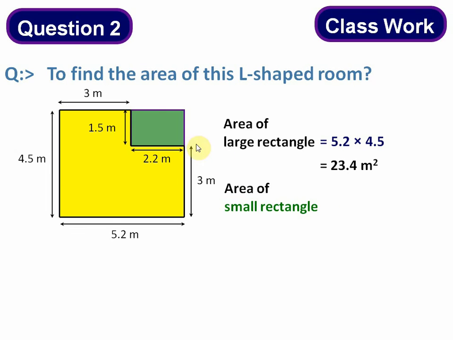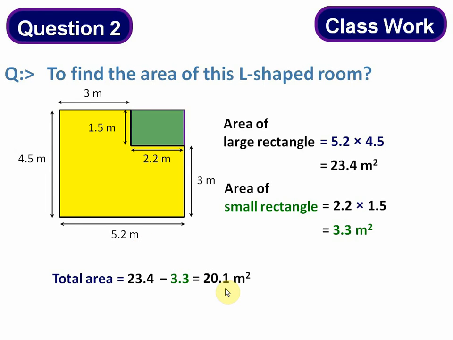Next, the area of the small rectangle, which is in green color. This will be 1.5 into 2.2, which becomes 3.3 meters square. Now when we subtract this corner from the whole figure, we get this yellow shaded figure. The complete area 23.4 meters square and the 3.3 meters square subtracted from each other give the area of the yellow figure, which is 20.1 meters square.